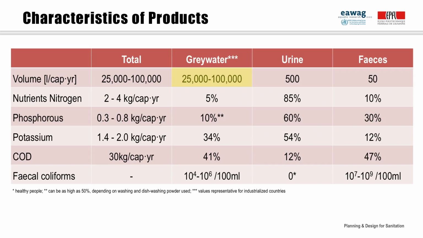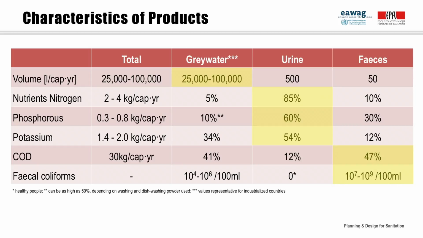Here we can see the different characteristics of gray water, urine, and feces. Looking first at volume, we see that the quantity of gray water generated per person is immense, whereas the volume of feces, only 50 liters per person per year, is relatively tiny. We can see also that the majority of the nutrients, nitrogen, phosphorus, and potassium, are in urine, with a smaller amount in the feces and very little in the gray water.